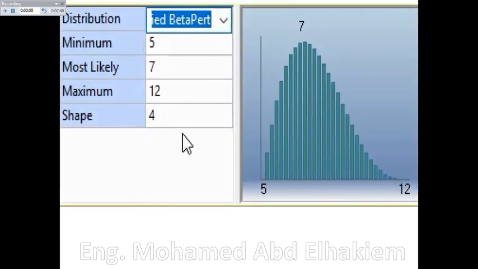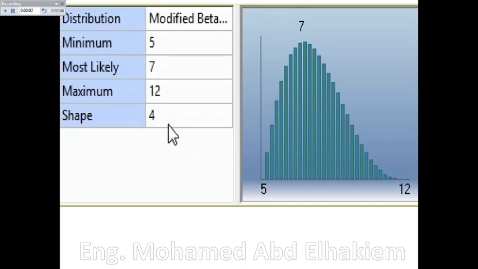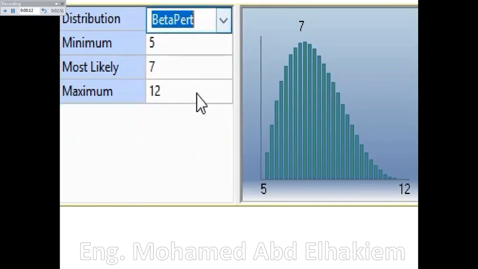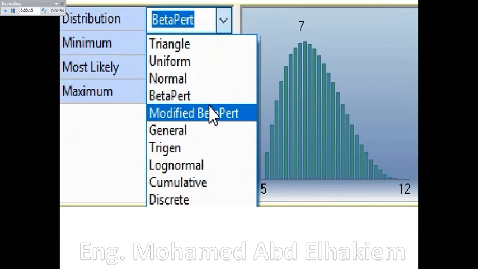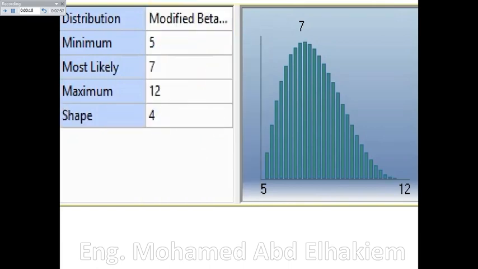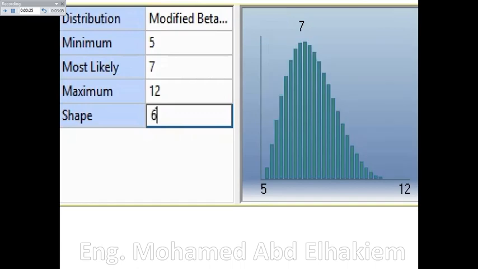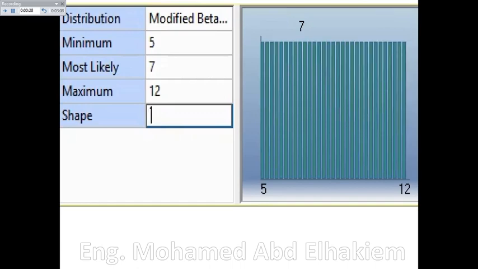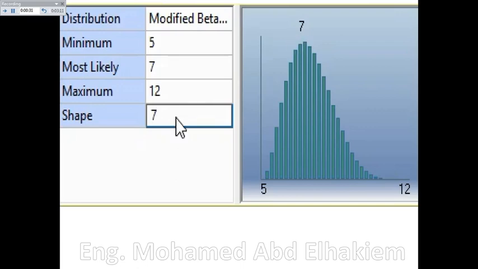Beta-pert modified distribution. The shape value allows you to make the distribution more or less optimistic. If the shape value is set to 4, the distribution is identical to the beta-pert distribution. Increasing the shape value makes the graph more peaked. This effectively reduces the probability of the minimum and maximum durations being selected and increases the probability of the most likely duration. If you are optimistic about the most likely duration, then use a shape value of greater than 4. If you are not so optimistic, use a shape value less than 4.